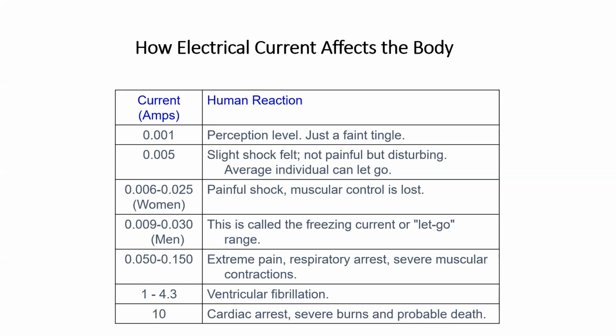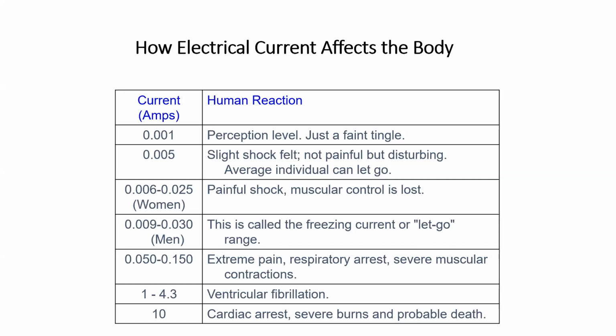Then we have 0.05 to 0.1 ampere, which means extreme pain and respiratory arrest. So in this case, a person can die. We can have a very severe shock, and we can be badly injured or badly affected by the electricity, or even death is possible. Then 1 to 4.3 ampere causes ventricular fibrillation, and we can have a heart attack.